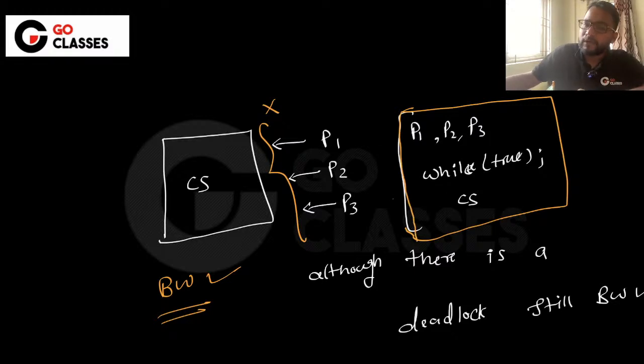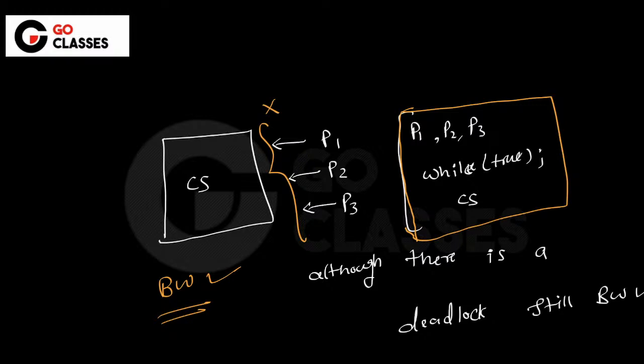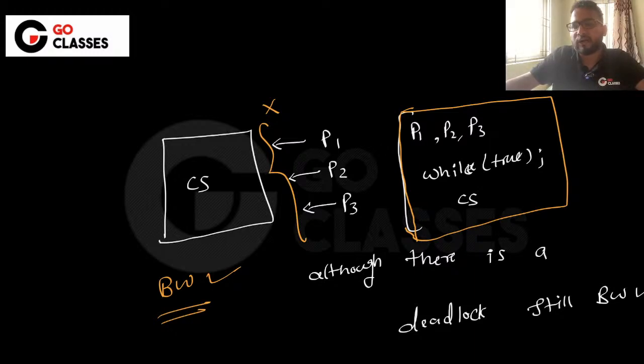Now, I will tell you the relationship between bounded waiting and deadlock. Actually, there is no relationship. So I will tell you the different cases: bounded waiting is satisfied and deadlock is there; bounded waiting is satisfied and deadlock is not there; bounded waiting and deadlock both are not satisfied, something like that. We will see different scenarios in just a few minutes. Let me know if this is clear to everyone. So here the bounded waiting is satisfied, and the deadlock is there, right?